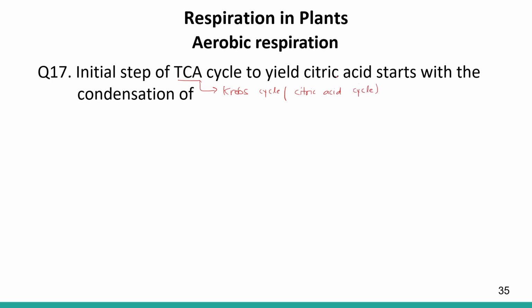Okay, so the initial step of the TCA cycle to yield citric acid starts with the condensation of, now we know, acetyl coenzyme A, which was produced by oxidative decarboxylation of pyruvate. This acetyl coenzyme A condenses with oxaloacetate or oxaloacetic acid to form citrate, which is a 6-carbon compound.